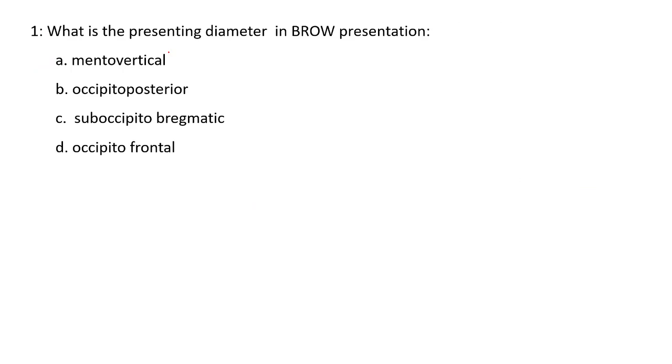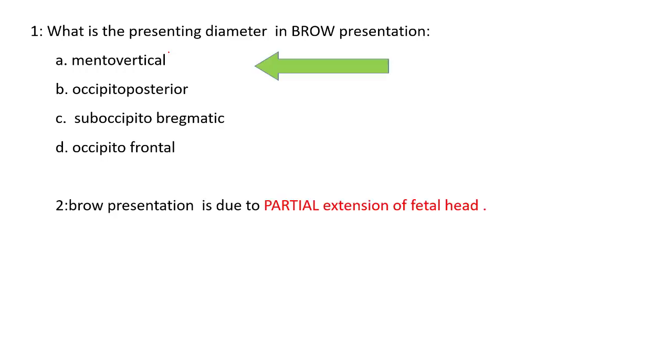So now we will discuss the important points. What is the presenting diameter in brow presentation? It is the mento-vertical. Brow presentation is due to partial extension of the head or partial deflexion of the head, right? The incidence of brow presentation is very important. That is 1 in 1500 to 3000 deliveries.